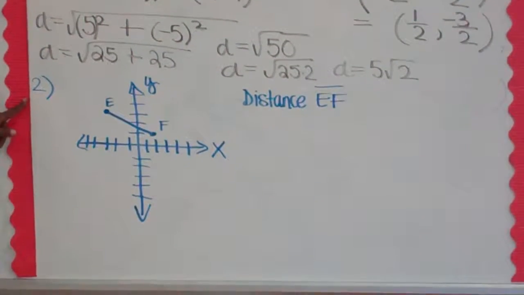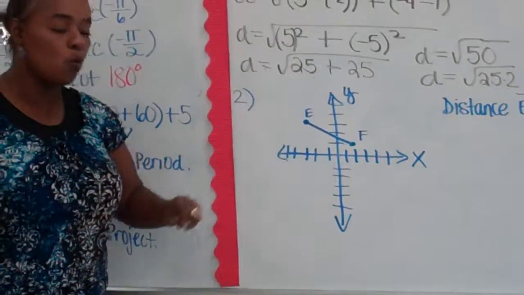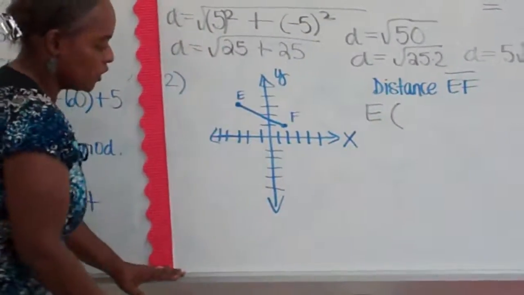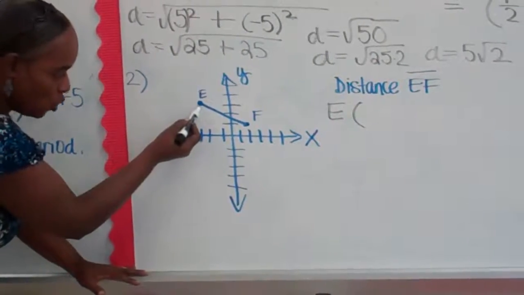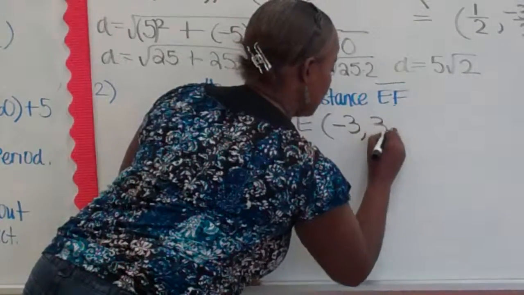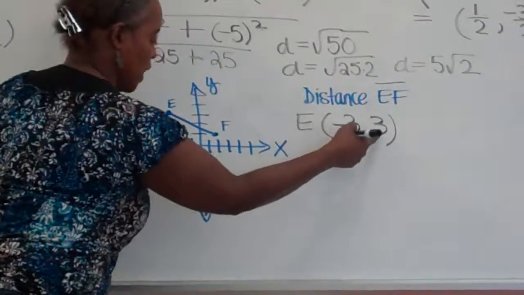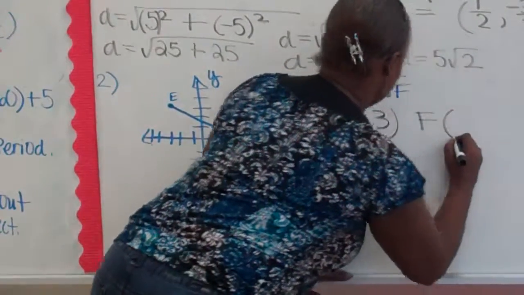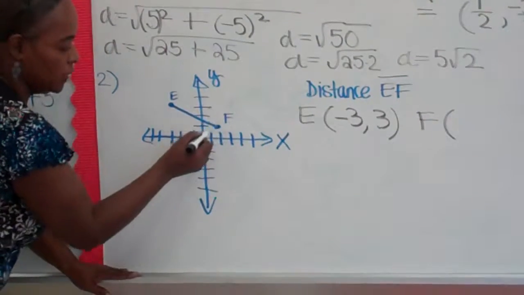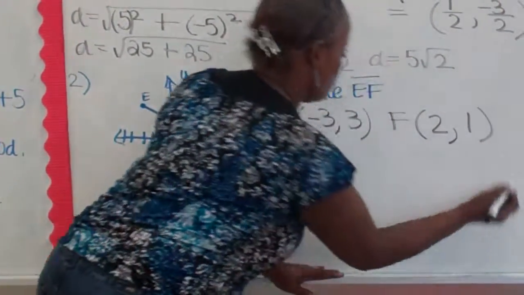All right, number 2 is the same problem, except that you have your graph. So the first thing you need to do is pull off the coordinates of the points. Point E occurs at the ordered pair -3, 3. -3, 3 is 3 to the left and up 3. F is at the ordered pair, if I match up F, it's 2 to the right and up 1. So it's +2 on your x-axis and 1 on your y-axis.